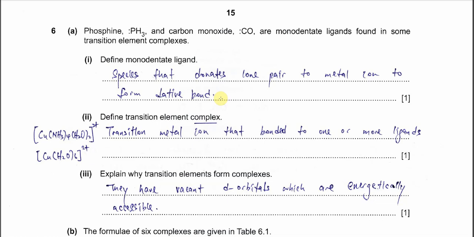Question 6a. Phosphine PH3 and carbon monoxide CO are monodentate ligands. As you can see, there is a lone pair on the phosphorus and a lone pair on the carbon. This means these lone pairs will form dative bonds with the transition metal cation.